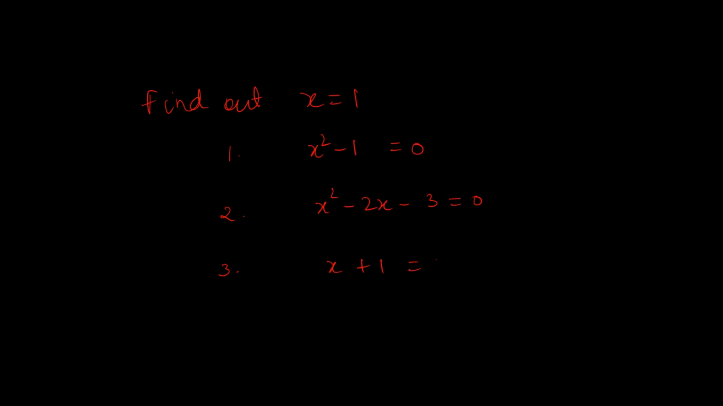Till then, I have a few simple problems for you. Find out if x is equal to 1 is a root of these equations. The first one is x squared minus 1 is equal to 0. Second is x squared minus 2x minus 3 is equal to 0. Third is a linear equation, that is x plus 1 is equal to 0. And fourth is x cubed minus x squared plus x minus 1 is equal to 0.